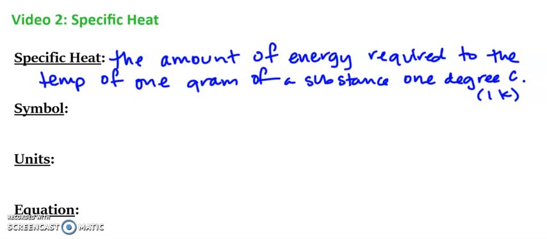And I need you to understand that specific heat is a constant, like density. Like you can look up the density of aluminum and find that it's 2.70 grams per milliliter. Specific heat is also a constant. You can look this up for any substance.